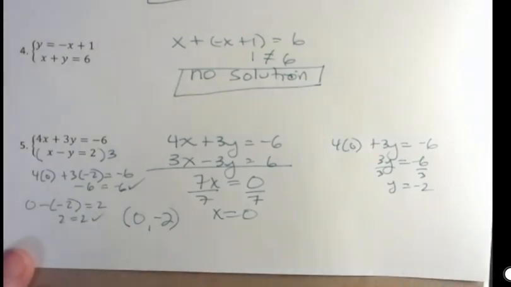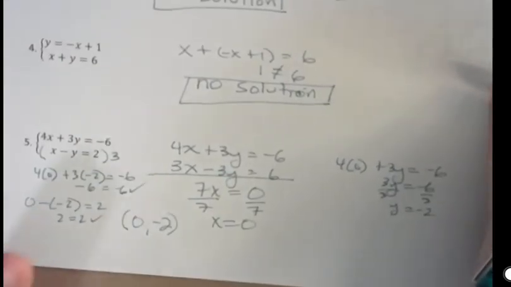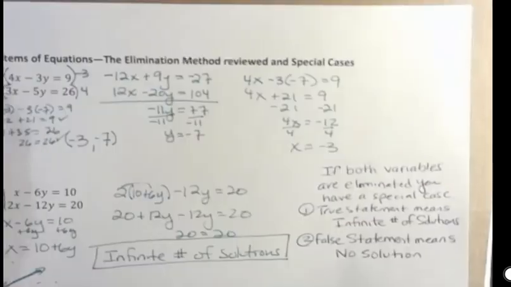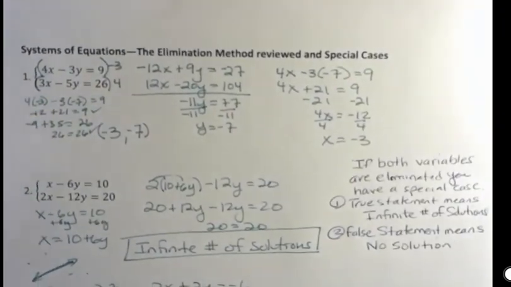You can always plug those back in to check. And there's some special cases, and sometimes 0 throws people, so don't be led astray by that. And then just a kind of a difficult problem with the elimination method.